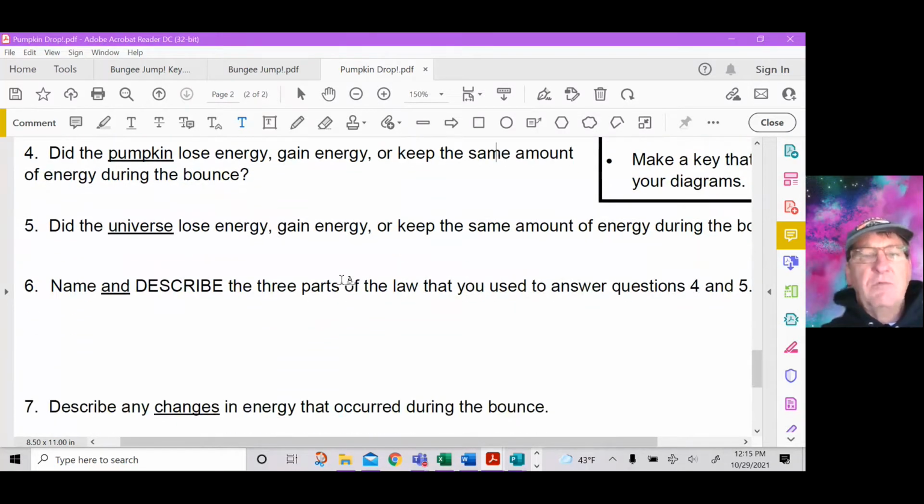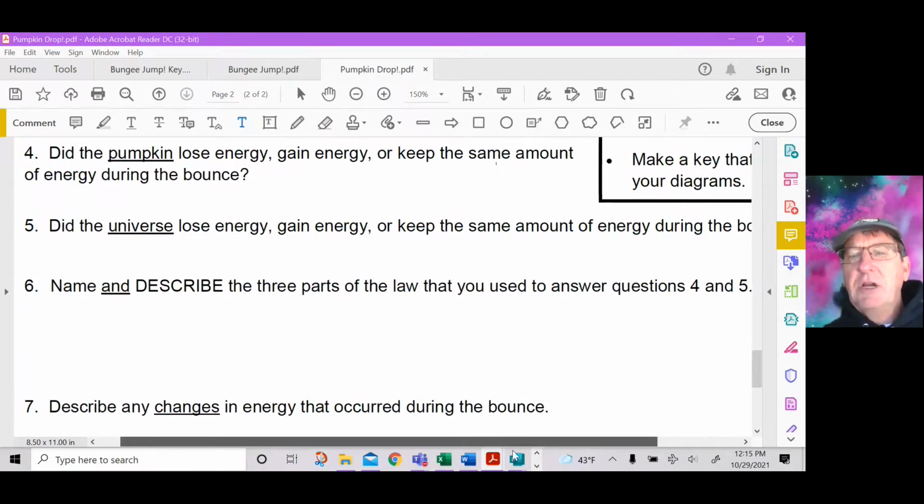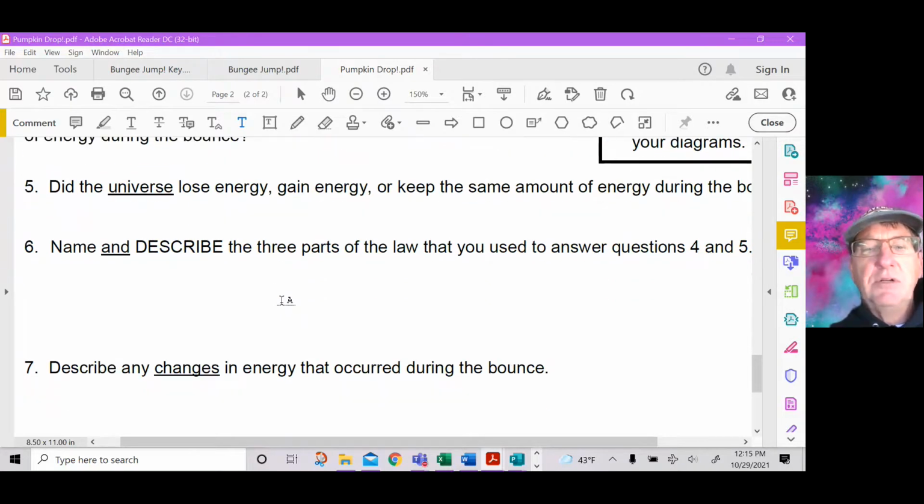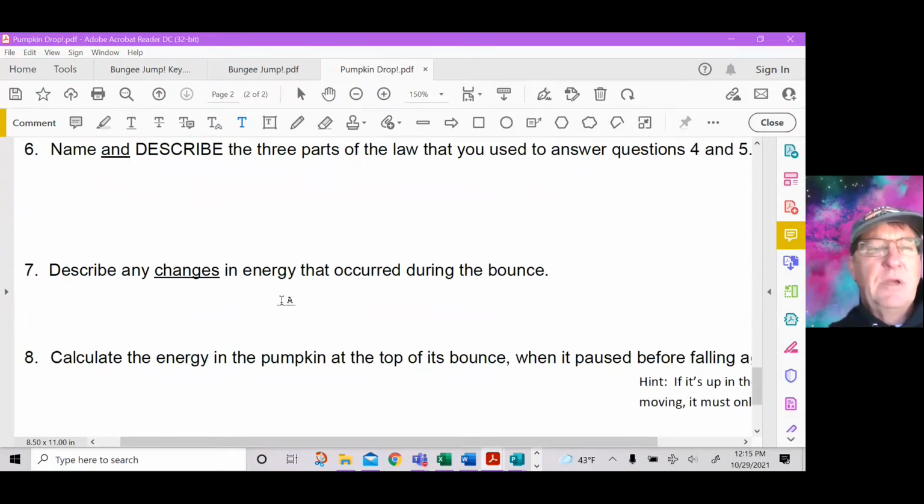Those two take us right into number 6. Name and describe the 3 parts of the law that you use to answer questions 4 and 5. Name the law, describe the 3 parts of it. We've practiced that. You should know how to do that. Pause the video as needed, of course, as you're answering these questions. I'm going to move on just to save recording time.